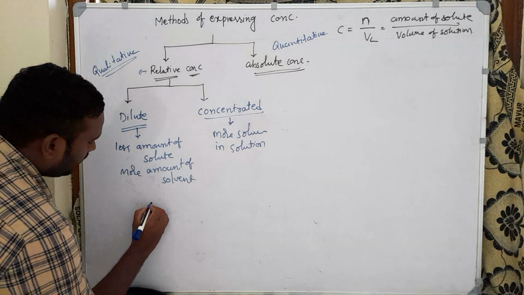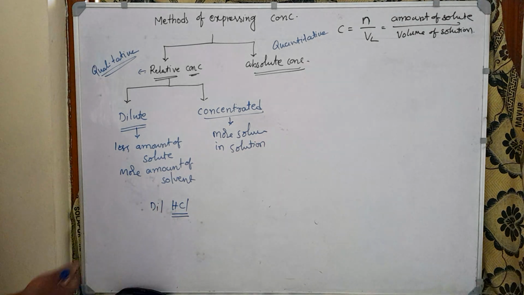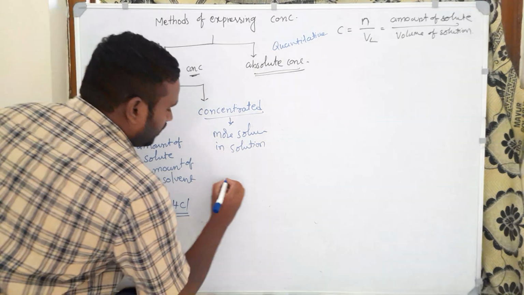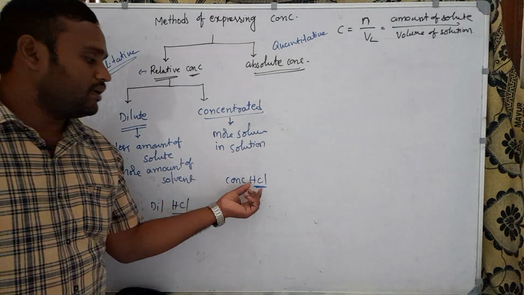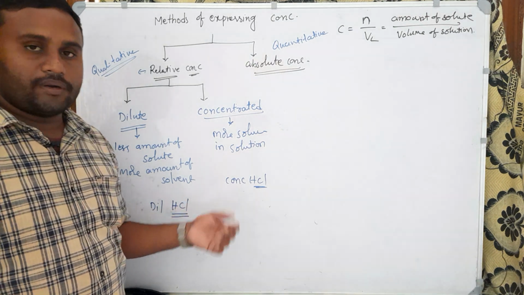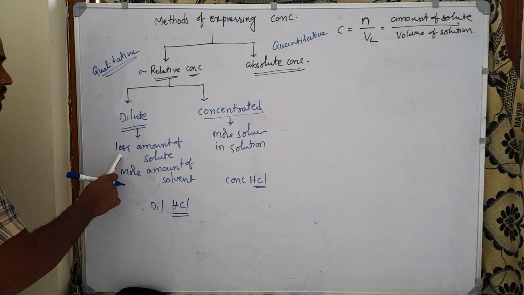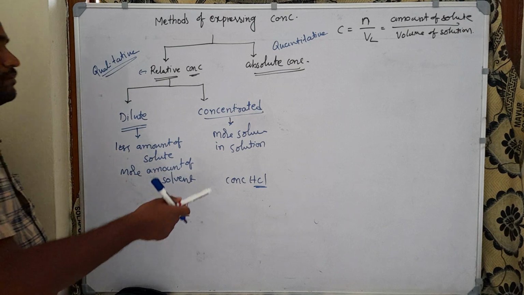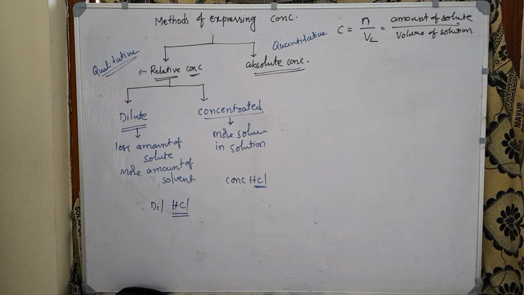Sometimes we write dilute HCl. Dilute HCl means less amount of solute is present and more amount of H2O is present. Concentrated HCl means the quantity of HCl is more. In a solution the quantity of solvent is always greater, but what is called dilute has very little solute, and concentrated has more solute in the solution. This is about the relative methods of expressing.